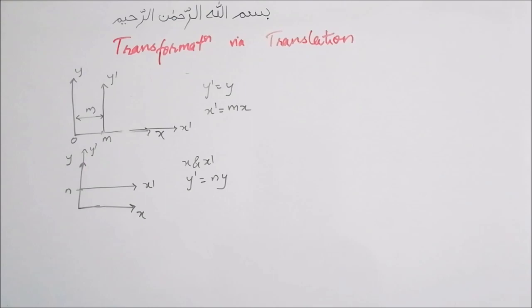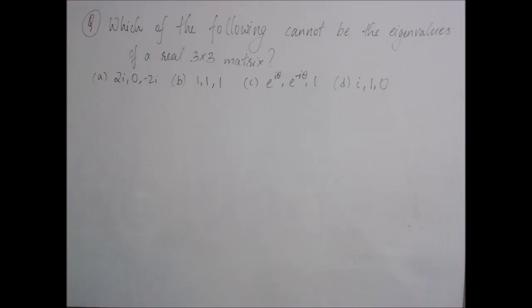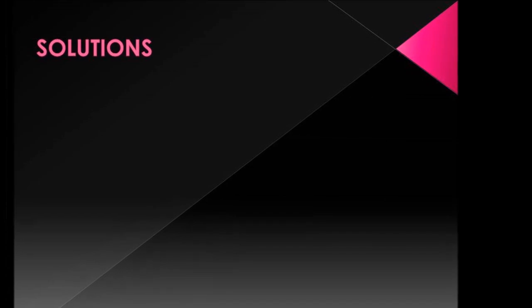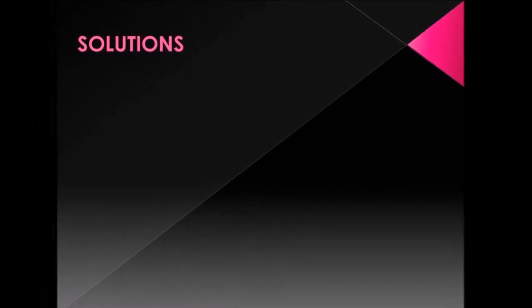So the question is, which of the following cannot be the eigenvalues of a real 3 by 3 matrix? And in the second problem, we have been given the matrix equation, and we need to find the condition for the existence of a non-trivial solution as well as the corresponding normalized solutions.